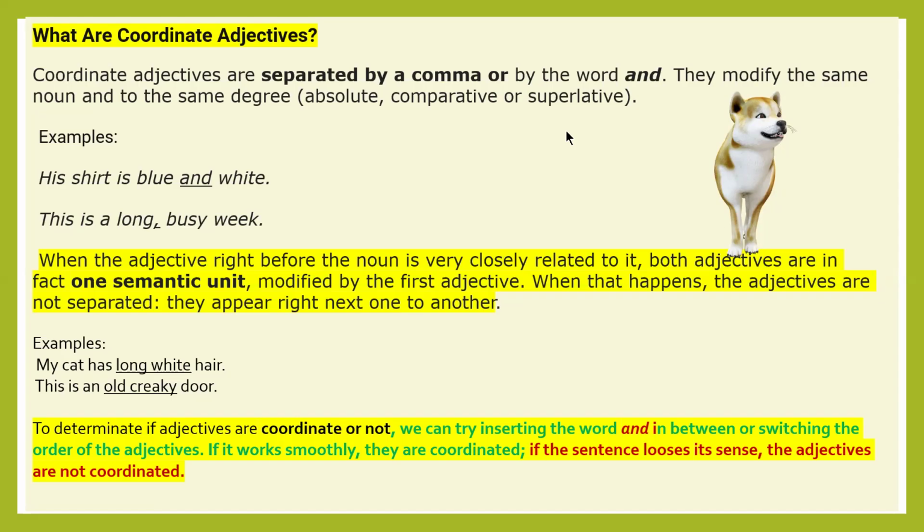So when the adjectives right before the noun are very closely related to it, both adjectives are in fact one semantic unit. Long white hair, old creaky door, modified by the first adjective. The first adjective is long in the first sentence, old in the second. When that happens, the adjectives are not separated. They appear right next to one another. My cat has long white hair. So it is not separated. It is one semantic unit. This is an old creaky door. Old creaky door.